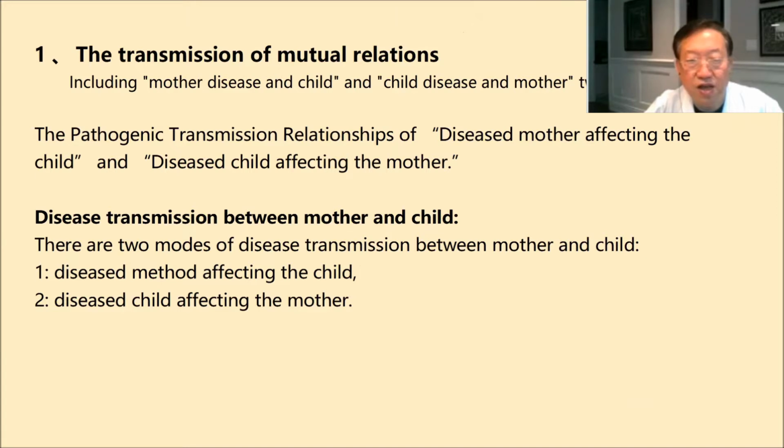The transmission of mutual generation relations includes mother disease affecting the child and child disease affecting the mother. Disease transformation between mother and child. There are two modes of disease transmission between mother and child. One, diseased mother affecting the child. Two, diseased child affecting the mother.